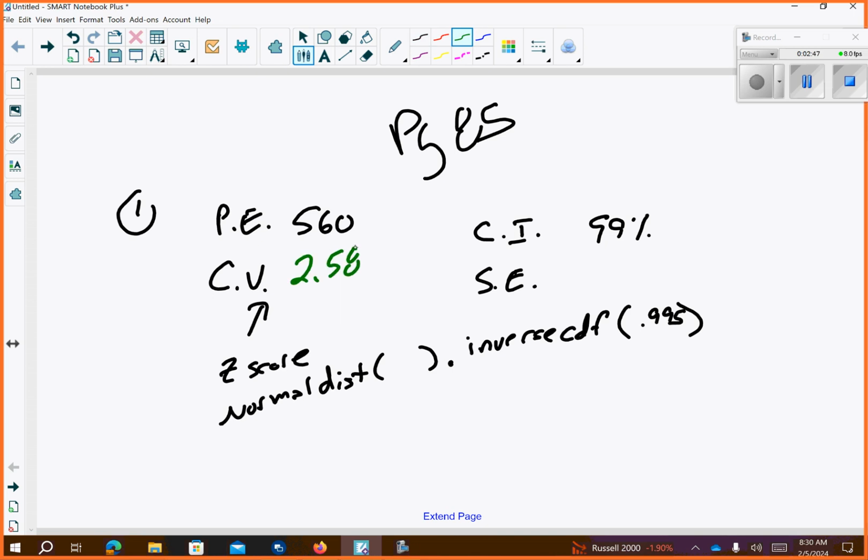And then we want to find our standard error, which is going to be, what was our equation for that?